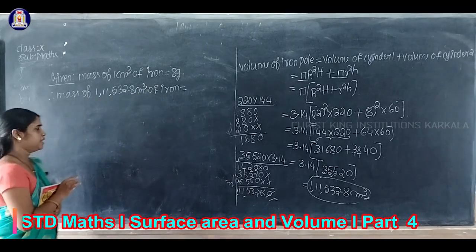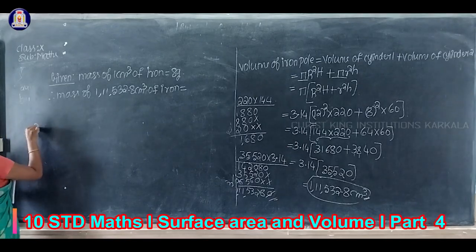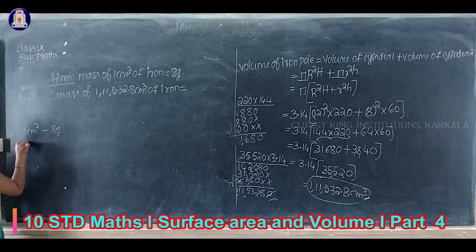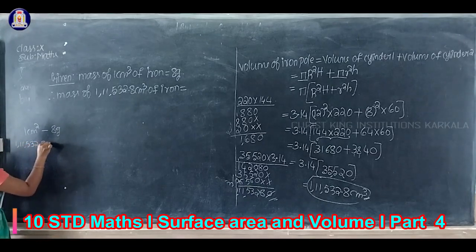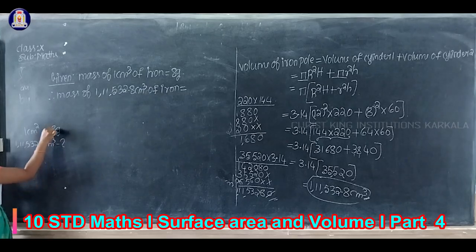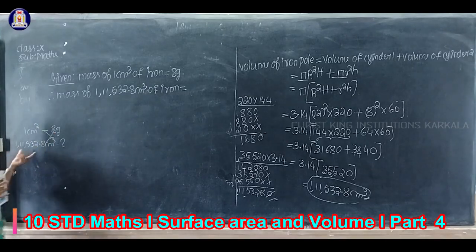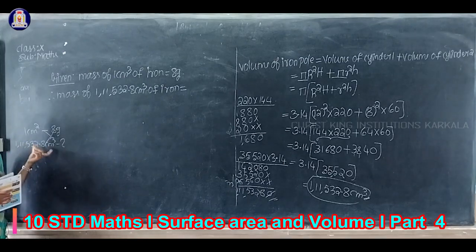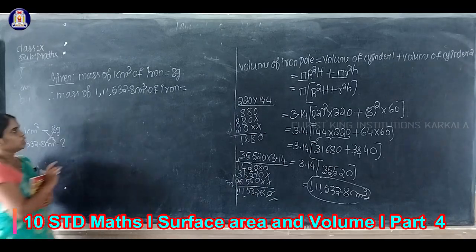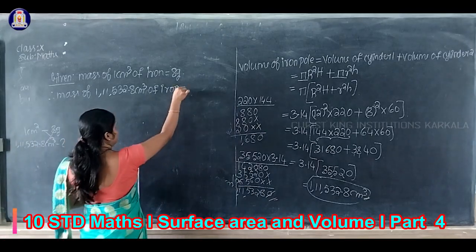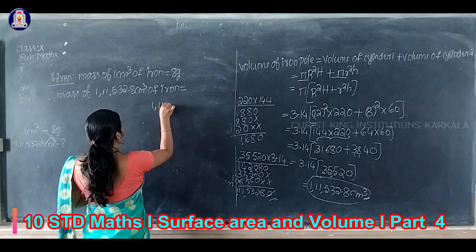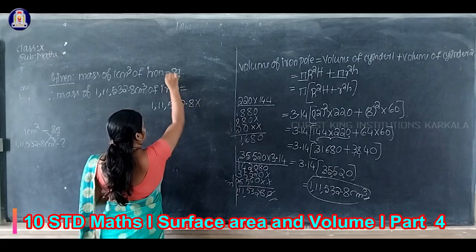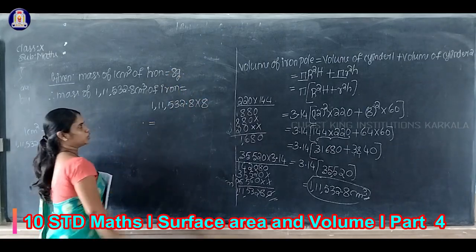Can you do cross multiplication? For 1 cm cube, what is the mass? 8 grams. So therefore, for 1,11,532 cm cube equal to how much? Do the cross multiplication. That means you multiply this 1,11,532.8 with the 8. Okay, then you will get the required answer. Okay, equal to 1,11,532.8 into 8. Okay, equal to how much?